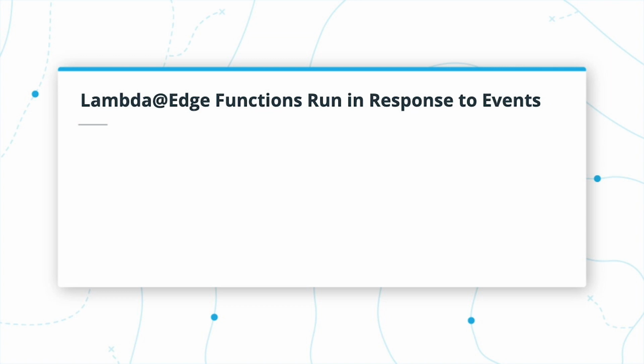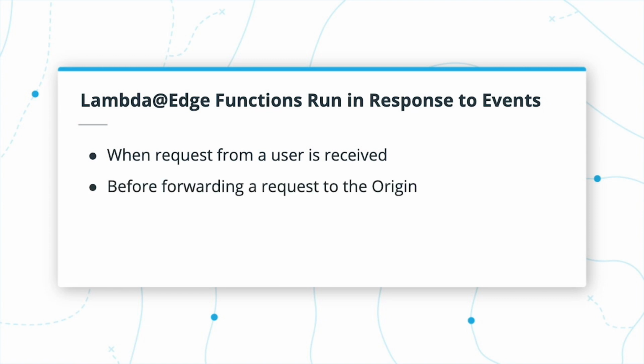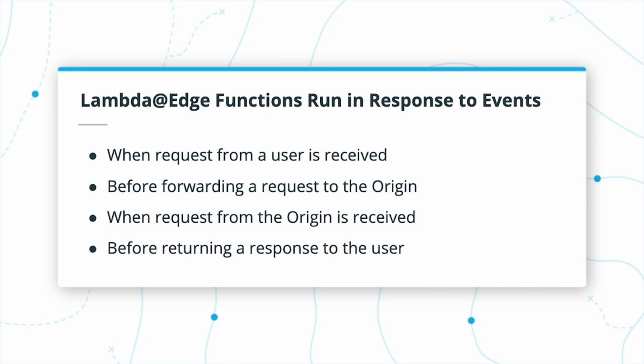Lambda Edge functions run in response to CloudFront events. When CloudFront receives a request from a user, before CloudFront forwards a request to the origin, when CloudFront receives a request from the origin, and before CloudFront returns a response to the user.